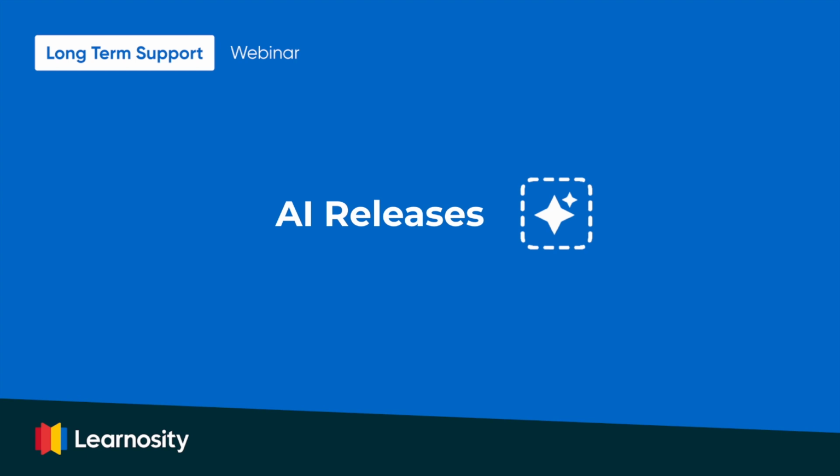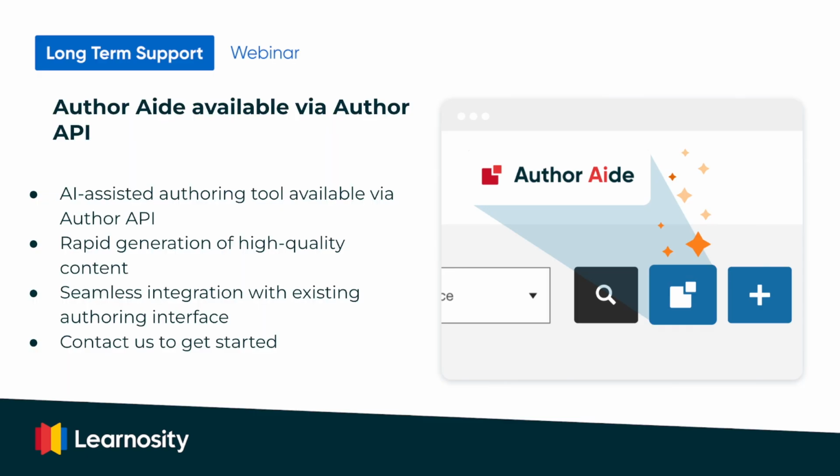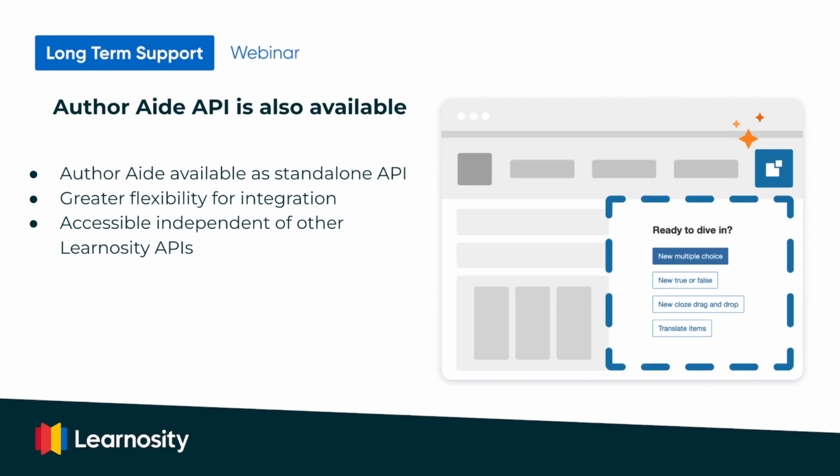So firstly, let's talk about what's new in AI. Our AI-assisted authoring tool is now accessible via Author API, enabling content authors to rapidly generate high-quality items within their existing authoring interface. Contact us to get started. Author Aide is now available as a standalone API as well. To give customers greater flexibility for integration, Author Aide can be accessed independent of any other Learnosity API.